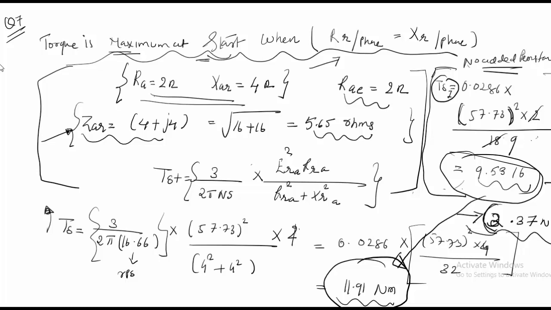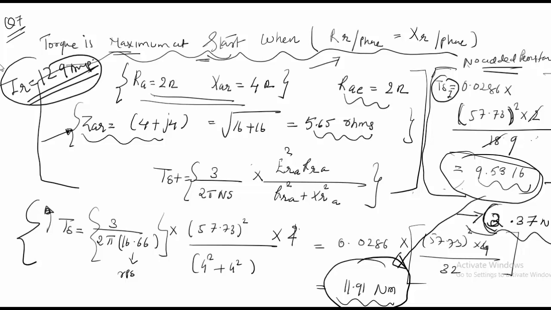So if you would have seen previously what your starting current was, your starting current without any resistance was equal to 12.9 amperes. Now if you calculate the starting current in the case where you added the resistance, it would be I2 per phase is equal to V2, which is 57.73, divided by your Z2. Your Z2 here comes close to, when you're adding the resistance, the square root of 16 plus 16, so it is 5.65.